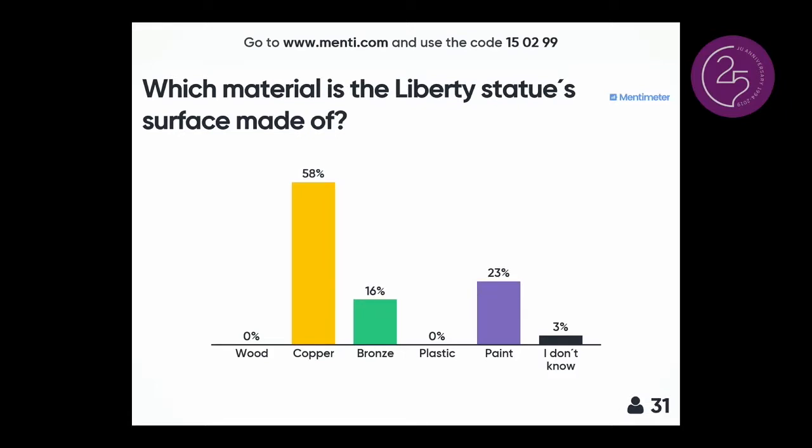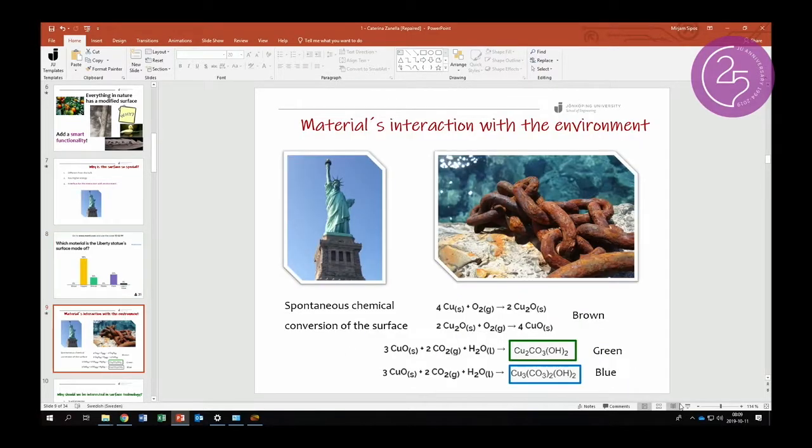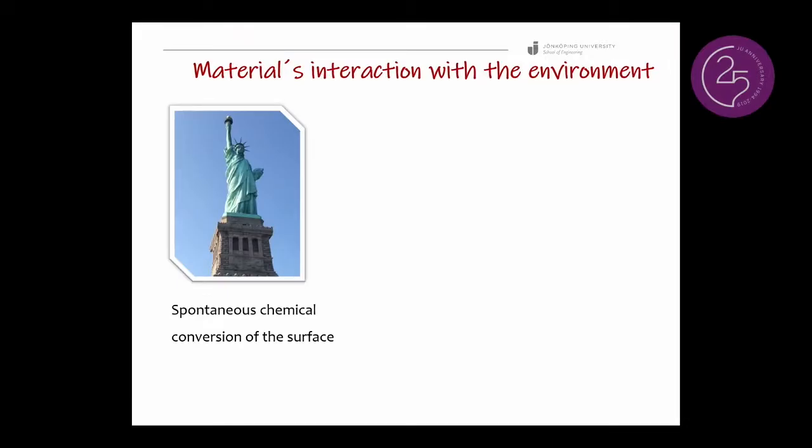Well, first of all, I would like to say that half of the audience is right. Copper is the surface material of the Liberty statue. Despite that, you all know that copper has a reddish color, right? So why is this green instead?